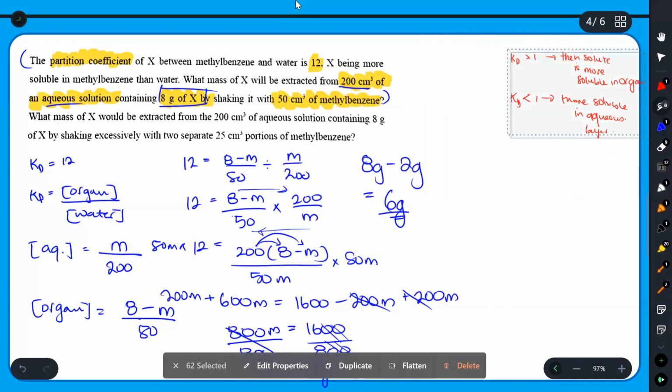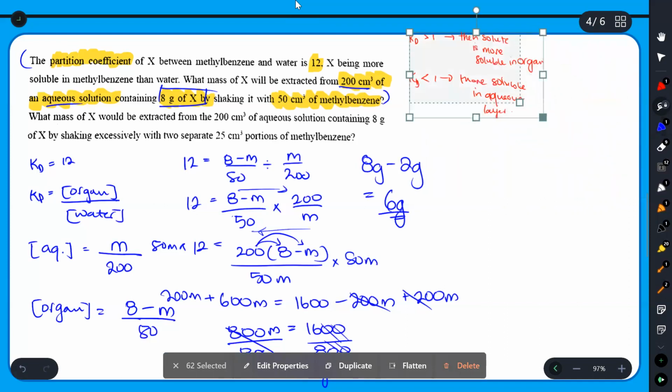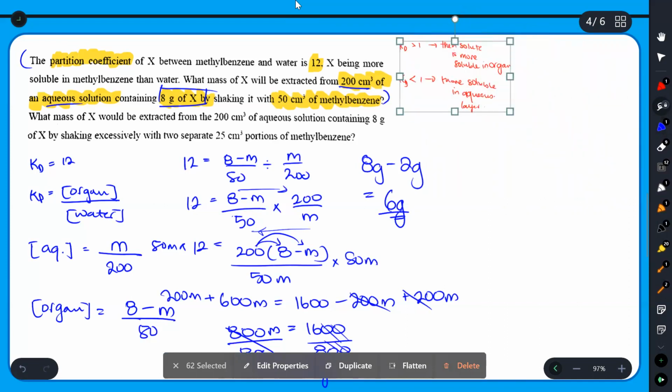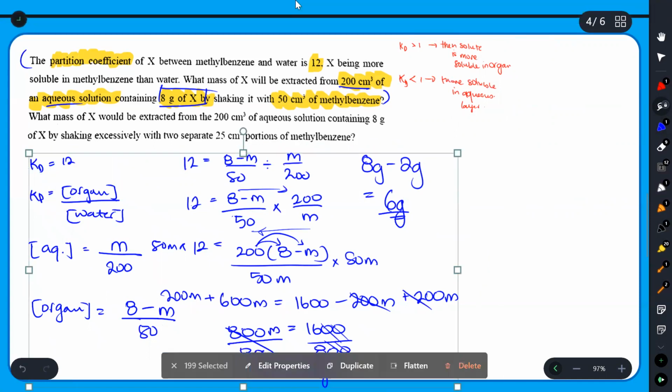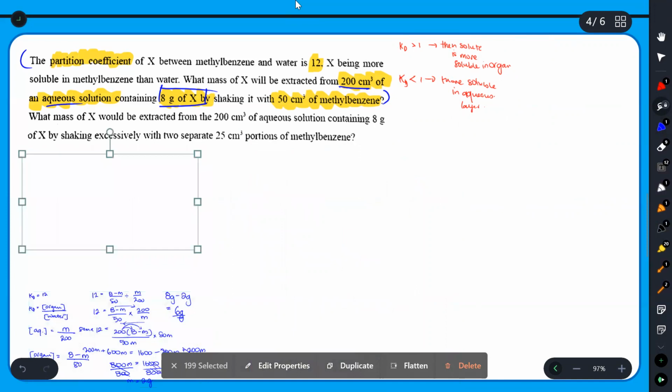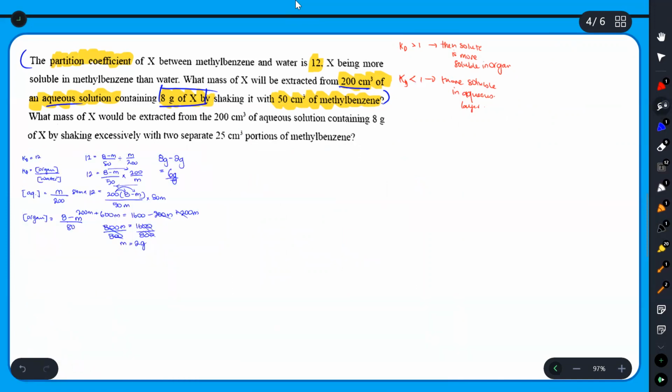So yeah, I'm just creating more space. So we're going to move on to the next portion of the question. And this is going to help me to go into something else that you should be able to make a comparison between. So they want to know what would be the mass if you did it in separate layers.